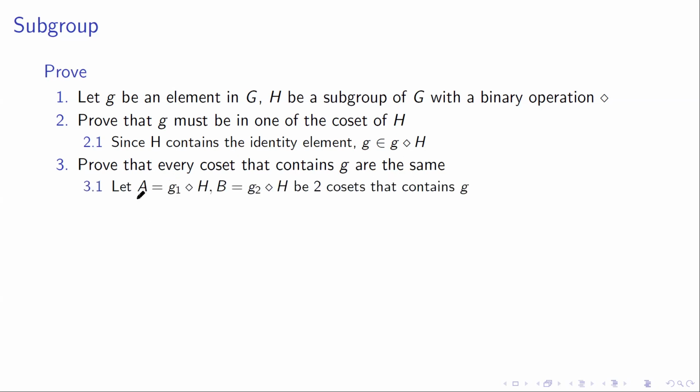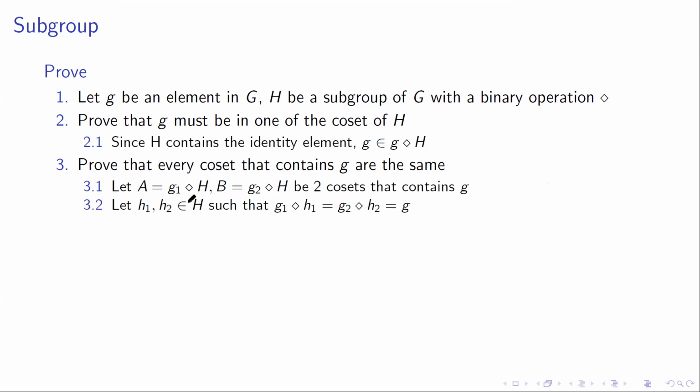First we let two cosets contain G. If we have coset A and coset B that contain G, and this G1 and G2 are different. Now what we want to prove is that A is equal to B. If we can prove that A is equal to B, then we can prove that this G must be contained in only one coset. Okay, how can we prove this?